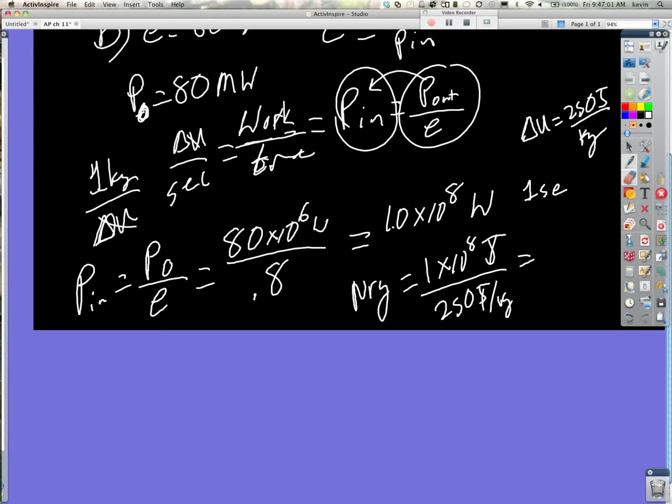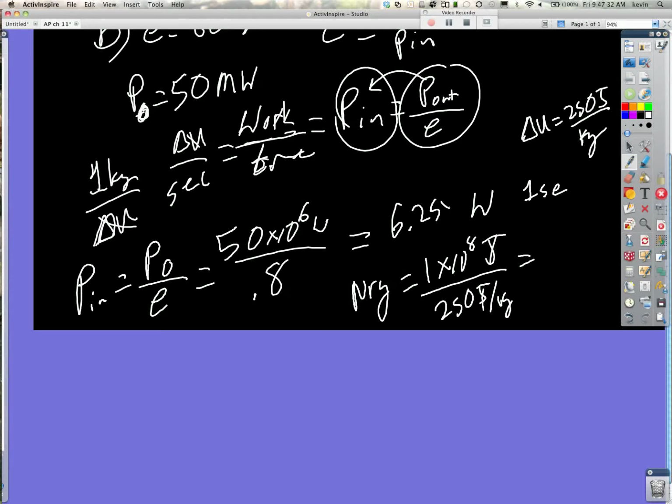So whatever, divided by 250, what do you get? Oh yeah, it's like 25 squared. 2.5 times 10 to the 5? That makes sense. 2.5 times 10 to the 5th kilograms.